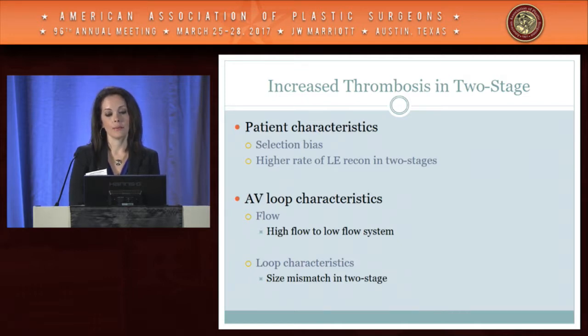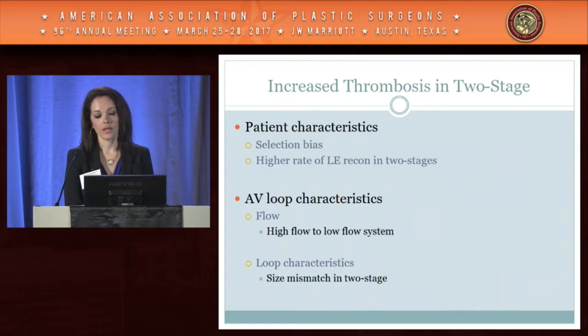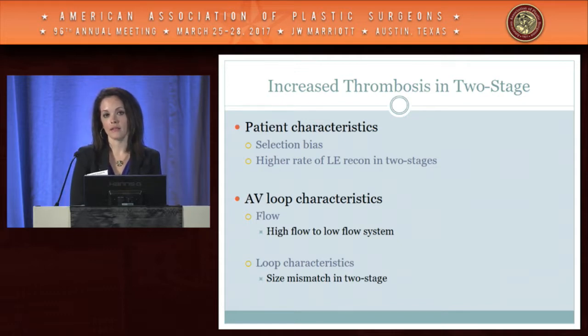From the AV loop standpoint, the AV loop in and of itself is an unnatural system. It is a high-flow system to a low-flow system without any resistance in between. So when you allow this unnatural system to exist in a two-stage approach, it can lead to turbulence, which can lead to thrombosis. Similarly, in a two-stage approach, the vein dilates. This can lead to size mismatch. This can be somewhat circumvented using simple interrupted sutures versus a coupler. However, this size difference still can once again lead to turbulence and thrombosis.